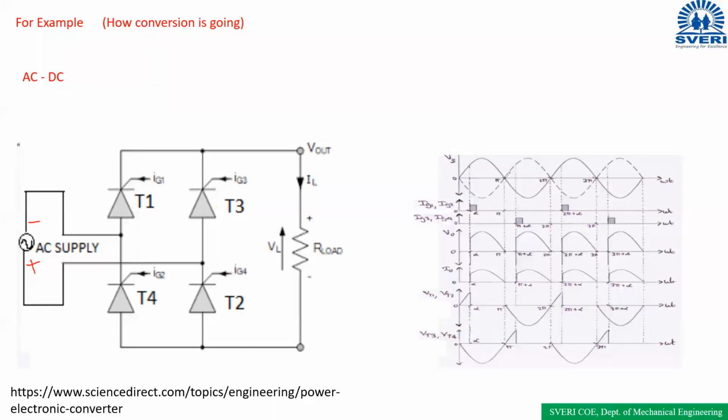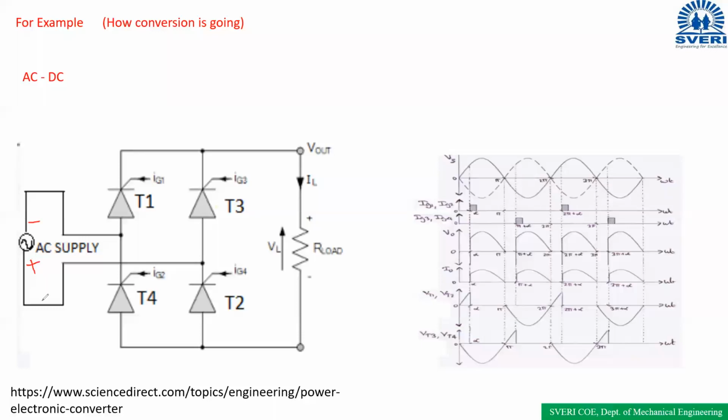When the supply voltage goes to negative, the negative half cycle starts. Clear? From pi to 2 pi. The total time taken to complete one full cycle is 2 pi, which means 360 degrees. Pi is nothing but 180 degrees. The positive half cycle is 180 degrees and the negative half cycle is 180 degrees. 180 plus 180 is 360 degrees. After 180 degrees, the negative cycle starts, which means the polarities will be different.